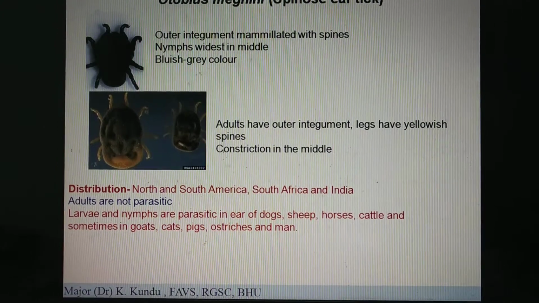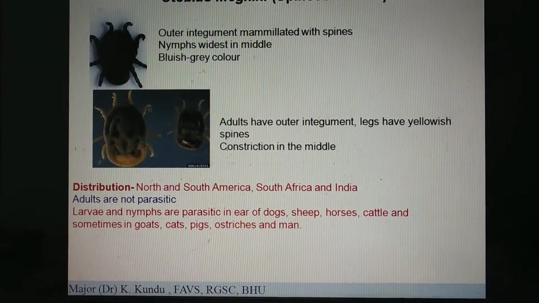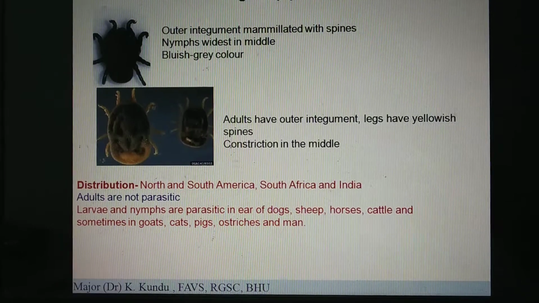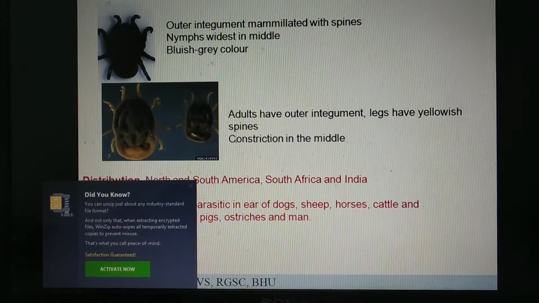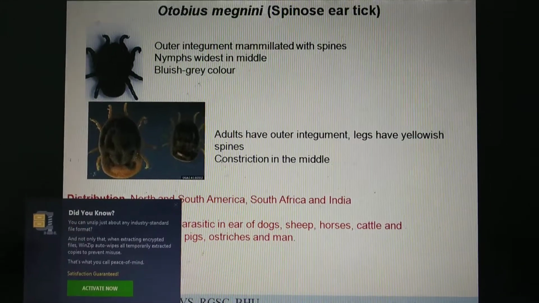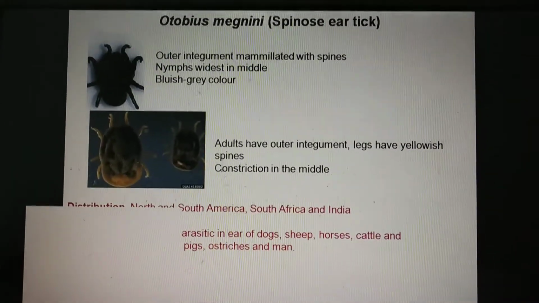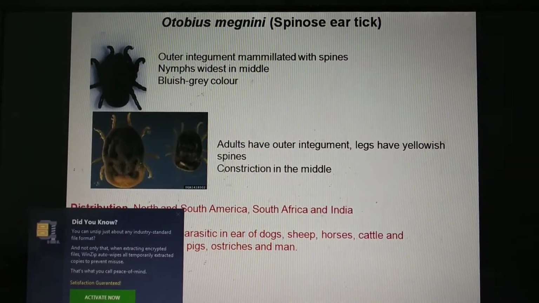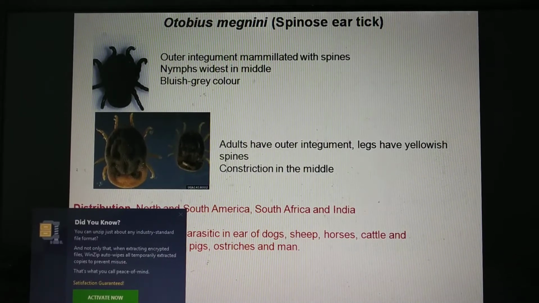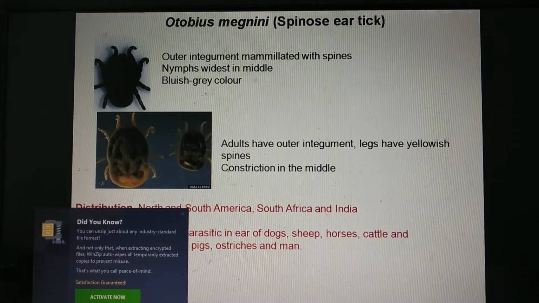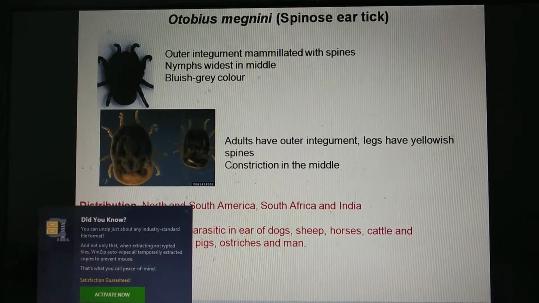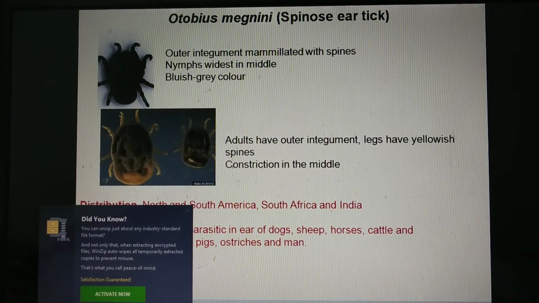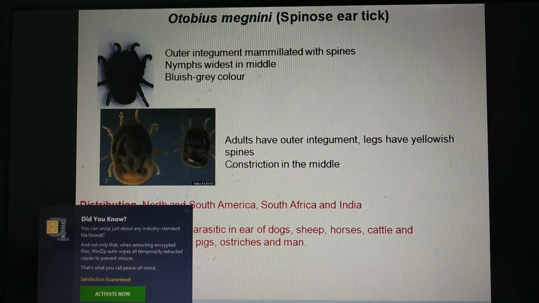Now coming to the third part of the soft ticks. We have already discussed the soft ticks and the difference between the soft ticks and the hard ticks, the classification of soft ticks, the life cycle pattern, the control and importance of the tropical fowl tick or Argas persicus. Now we will further see what are the other important soft ticks.